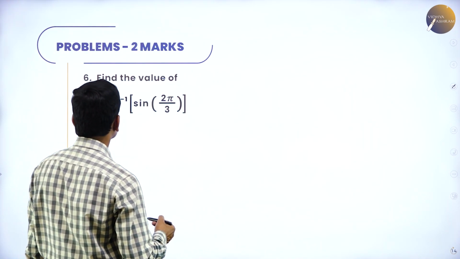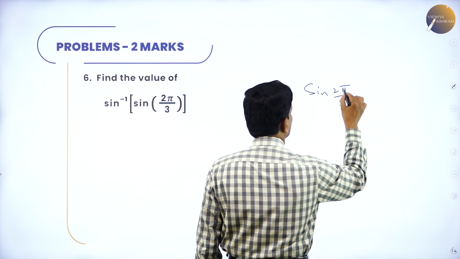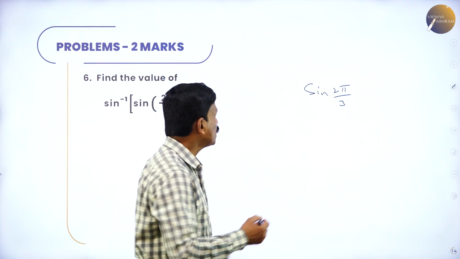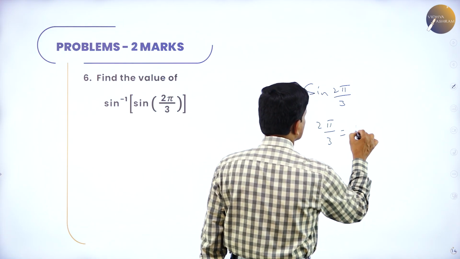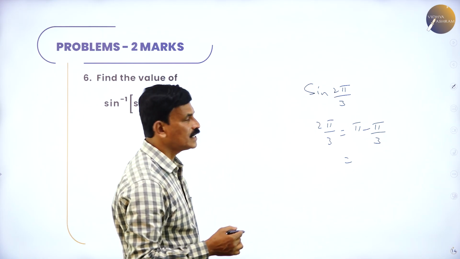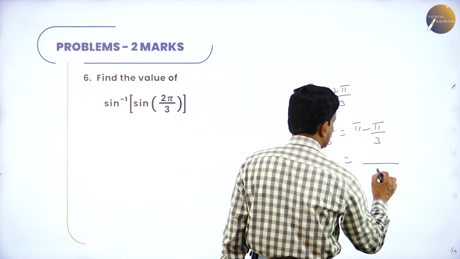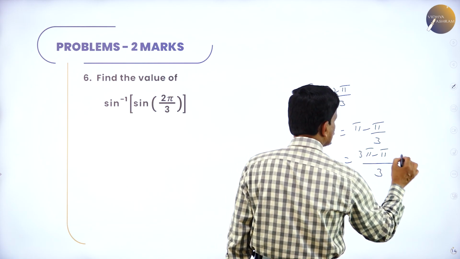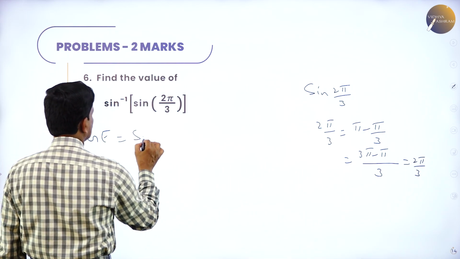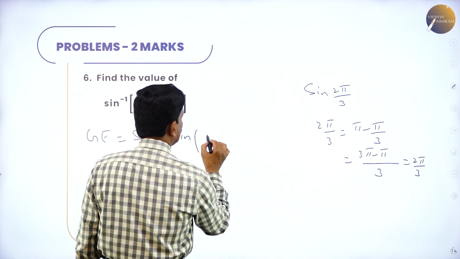Find the value of sine inverse of sine 2 pi by 3. Now, let us convert this sine 2 pi by 3. What is pi by 3? 60, into 2 is 120. So, convert sine 120 to less than 90. Now, this 2 pi by 3 can also be written as pi minus pi by 3. That is, 120 degrees can be written as 180 minus 60. So, see here, take LCM, 3 is LCM, 3 pi minus pi, that's equal to 2 pi by 3 you will get. So, the given expression sine inverse of sine 2 pi by 3 can also be written as pi minus pi by 3.